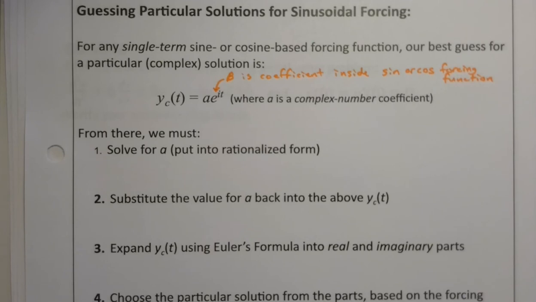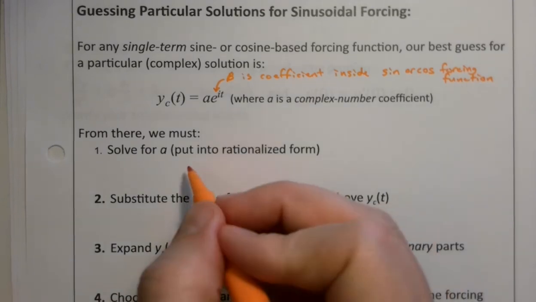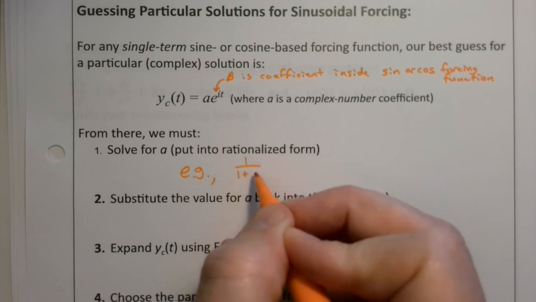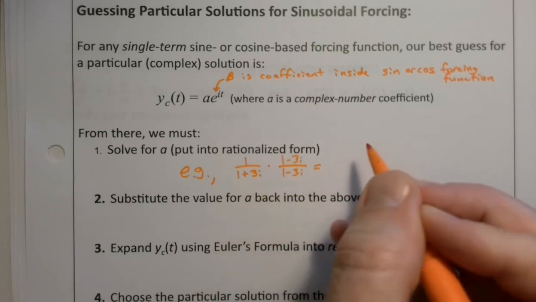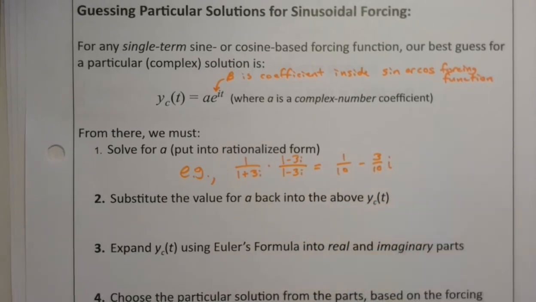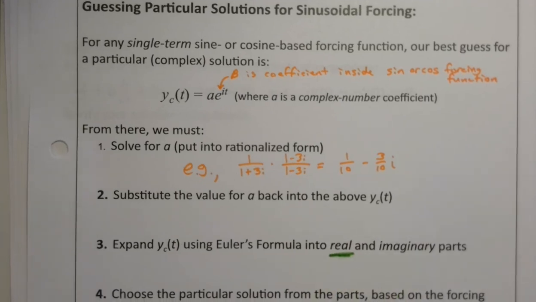Right? And so the steps are, first solve for A. You put that into rationalized form. Specifically in this case, if you remember from our example, we had 1 over 1 plus 3i. And we rationalized that by multiplying by the complex conjugate, top and bottom, and found out that that was equal to 1/10 minus 3/10 i. Then the second step was we substituted that back into our complexified solution, and we expanded it using Euler's formula in order to generate a real part and an imaginary part.